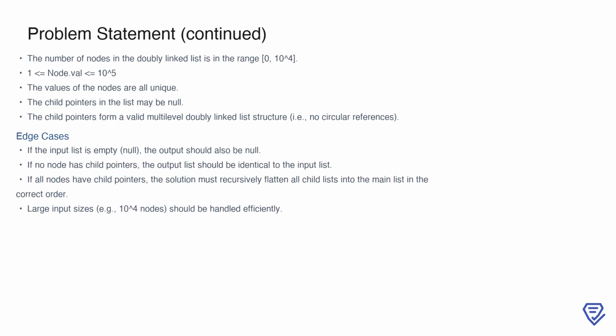There are several important constraints and edge cases to consider. The number of nodes in the list can range from 0 to 10,000, and each node has a unique integer value between 1 and 100,000. The child pointers may be null, and the structure is guaranteed to be valid, meaning there are no circular references. For edge cases, if the input list is empty, the output should also be empty. If no node has a child pointer, the output list should remain identical to the input. On the other hand, if every node has a child pointer, the solution must recursively handle all nested levels. Finally, the solution must be efficient enough to handle very large input sizes.